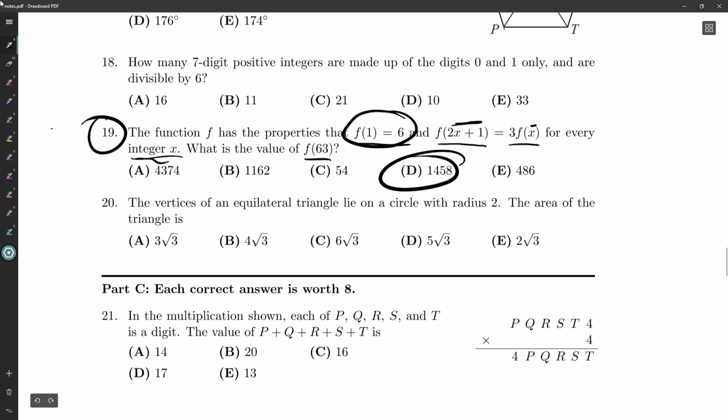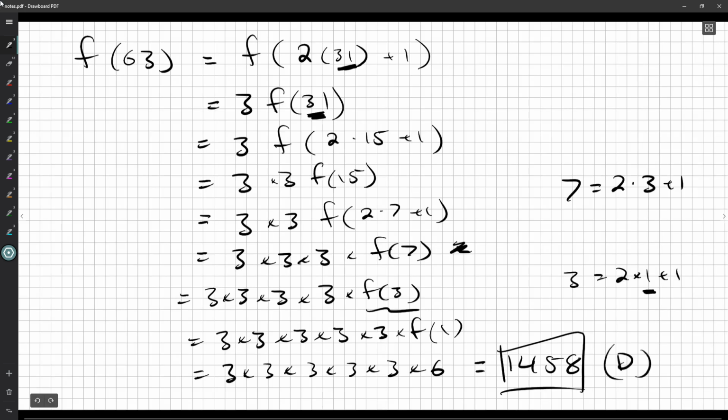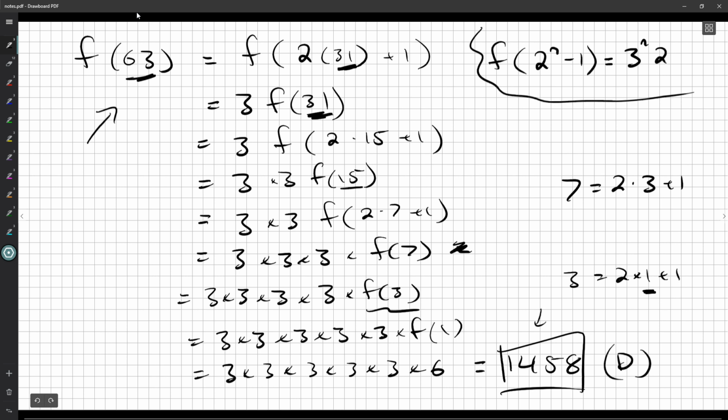It's an answer of D. Now, if you're curious about this, I don't know how it is for other values, but I noticed 63, 31, 15, these are all powers of 2 minus 1. So it looks like you could probably prove this general rule that f of 2 to the n minus 1 is going to be 3 to the n minus 1 times 2. That's certainly what we've got here. This is 3 to the 6 times 2, and this is 2 to the 6 minus 1. That's kind of cool. We don't need to know that to answer the question, but nice little after-the-fact knowledge.